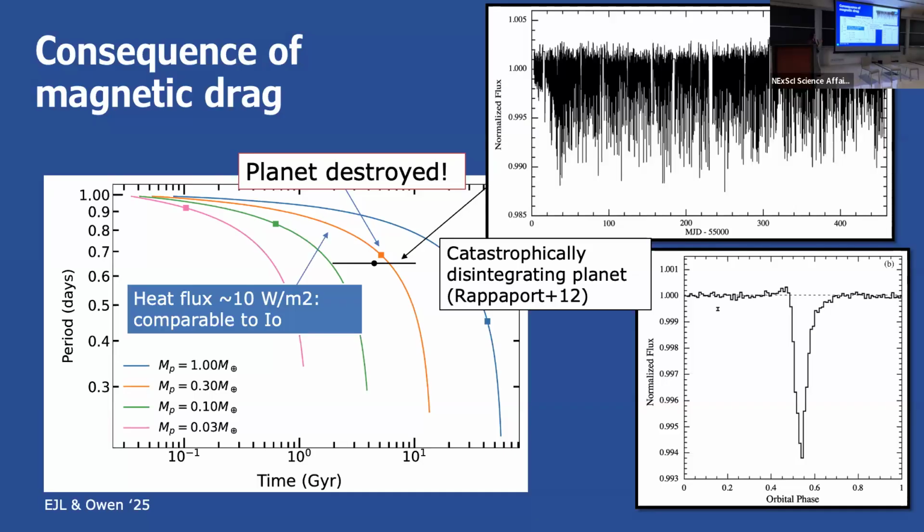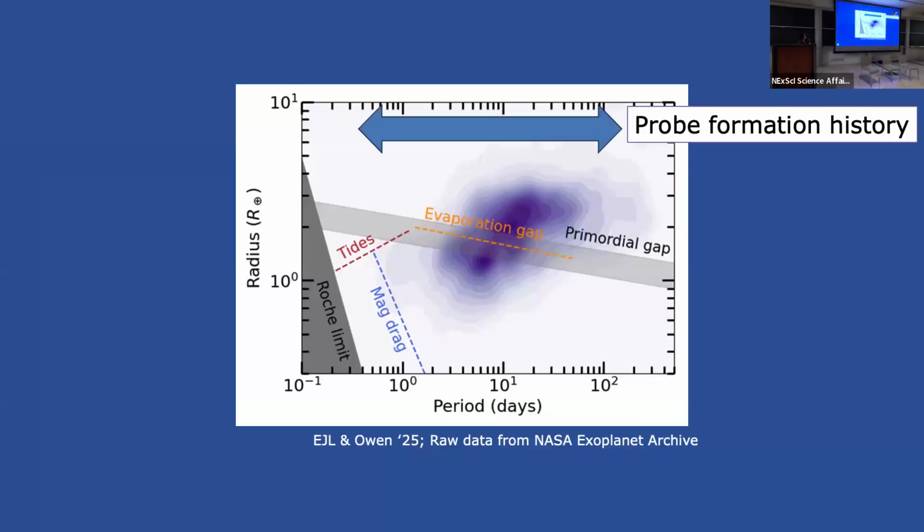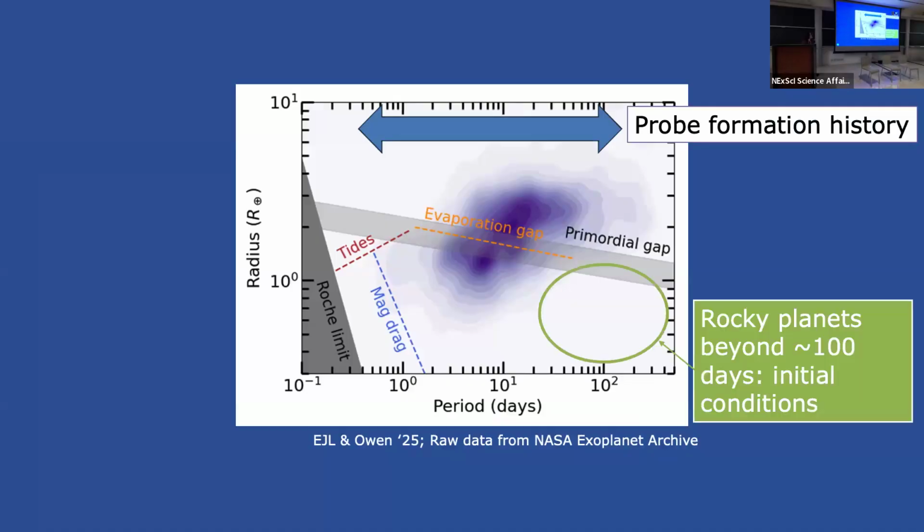And the really cool thing about this is that this volcanism would happen on the night side as well, not just on the day side that a lot of people talk about when they discuss lava planets. All right, so to summarize, the farther out you go, the more likely you're probing formation history, especially if you can probe the small planets beyond 100 days of orbital period, then you're really probing the initial conditions.